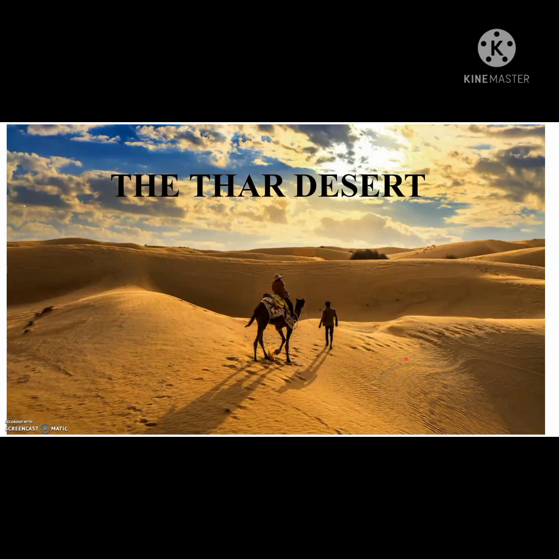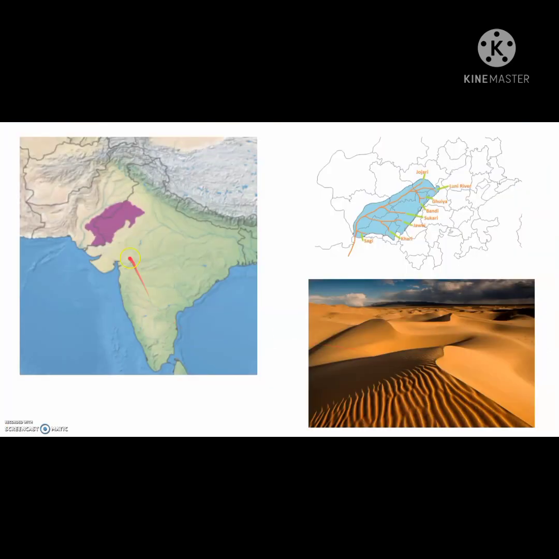The Thar Desert is located in western Rajasthan, and some parts of Haryana also. The Thar Desert lies on the leeward side of the Aravalli ranges. The area of the Thar Desert is 2 lakh square kilometers. It has low vegetation. What is the meaning of low vegetation? Trees and grasses are very rare.